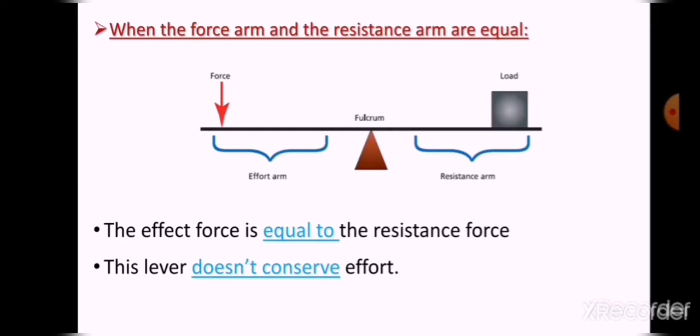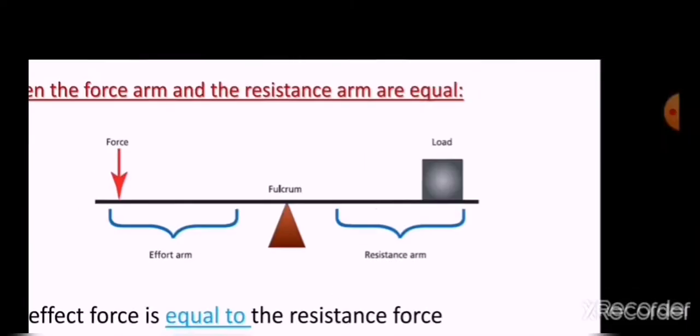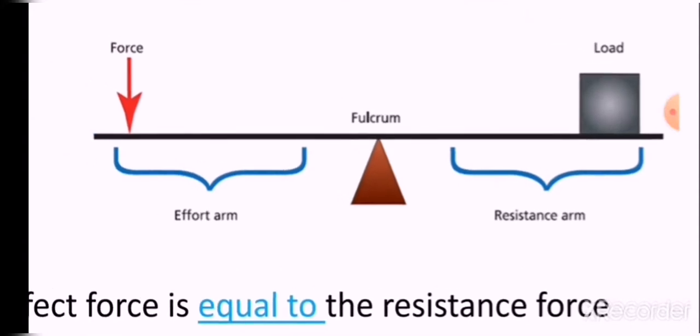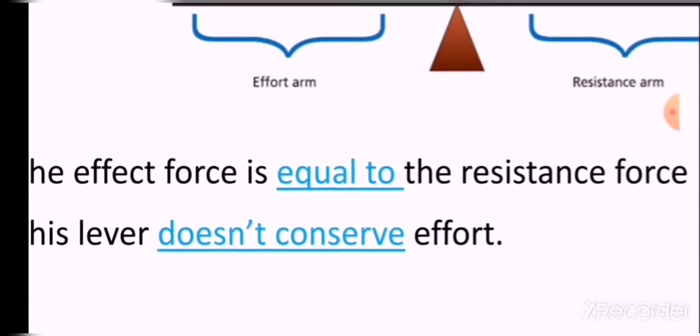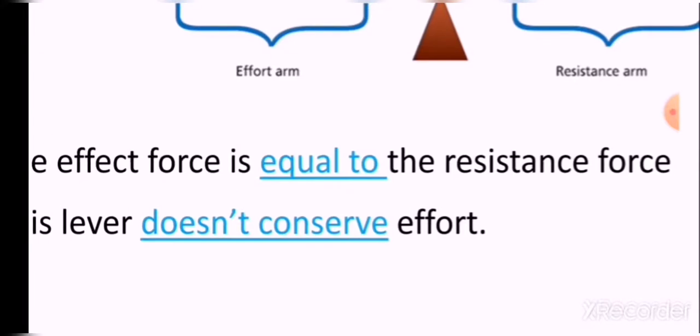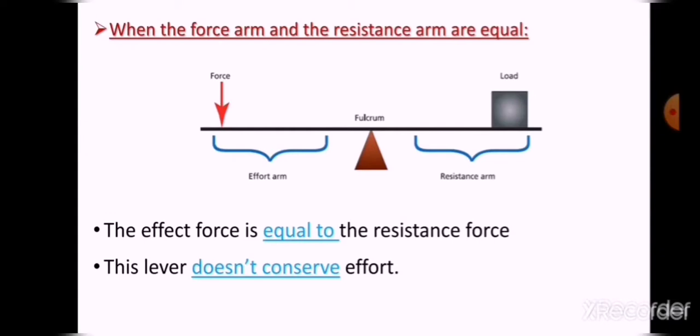When the effort force arm and the resistance arm are equal, the distance between the effort force and fulcrum is equal to the distance between the resistance force and fulcrum. When this distance is equal to this distance, the effort force is equal to the resistance force according to the law of levers. And this lever doesn't conserve or save effort, because the effort force is equal to the resistance force.